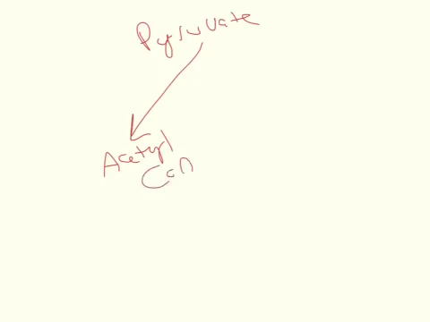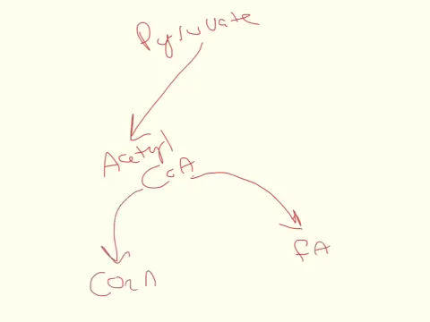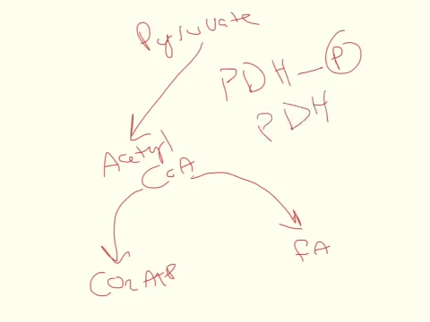So we know that pyruvate can become acetyl-CoA, and that acetyl-CoA can either become a fatty acid or CO2 and ATP. Now, this happens because pyruvate dehydrogenase can either be phosphorylated or dephosphorylated. Phosphorylated makes it inactive, and dephosphorylated makes it active.